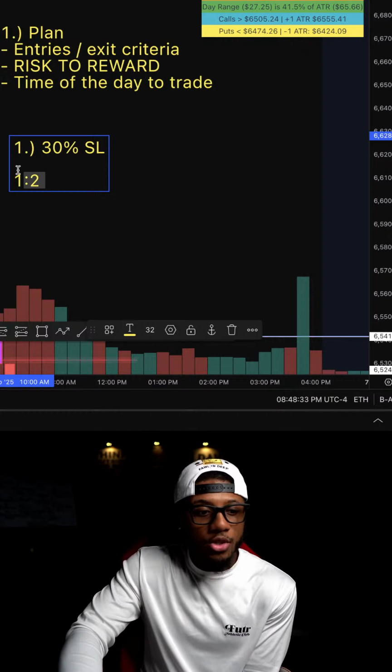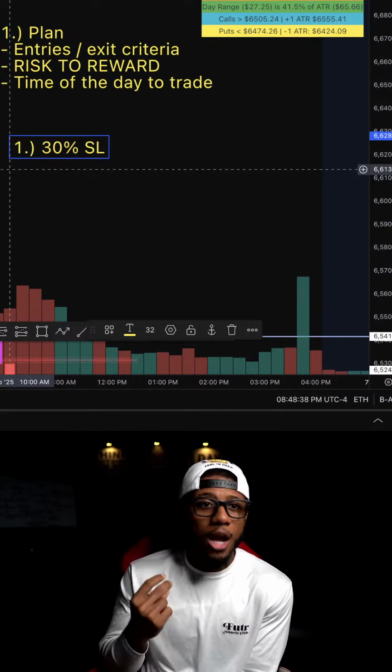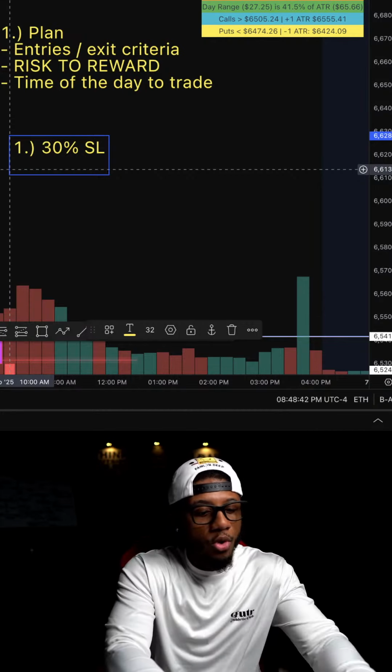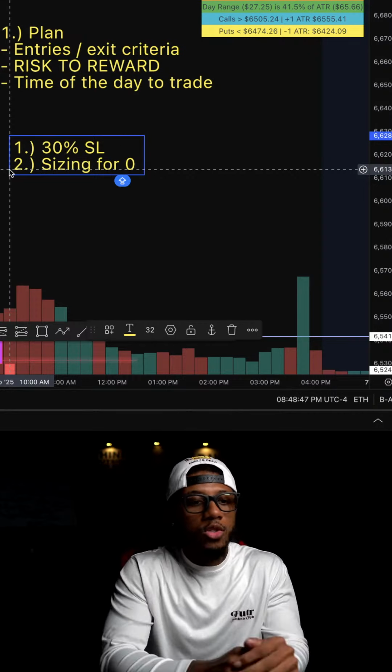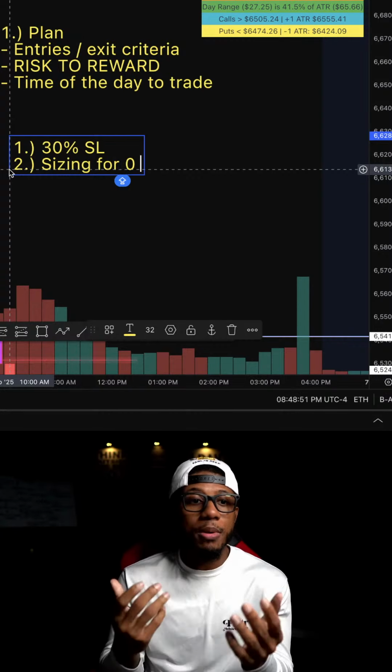So when I first got started, I was just like, all right, I'm gonna have a 30% stop loss. I'm getting stopped out left and right. And then I moved on to sizing my trades for 0. So this means every trade that I was taking, I was trading my stop loss. I wasn't leveraging my capital.